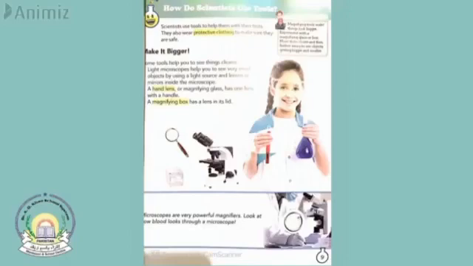I had already told you that scientists make an observation, then they form a hypothesis, and then they plan by testing it. So today we are going to see how scientists use tools. For this you have to open page number 9 of your book, and we are going to start the chapter. So let's get started.